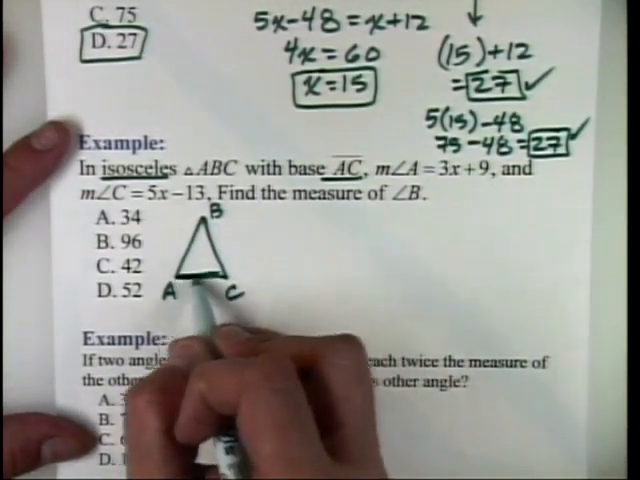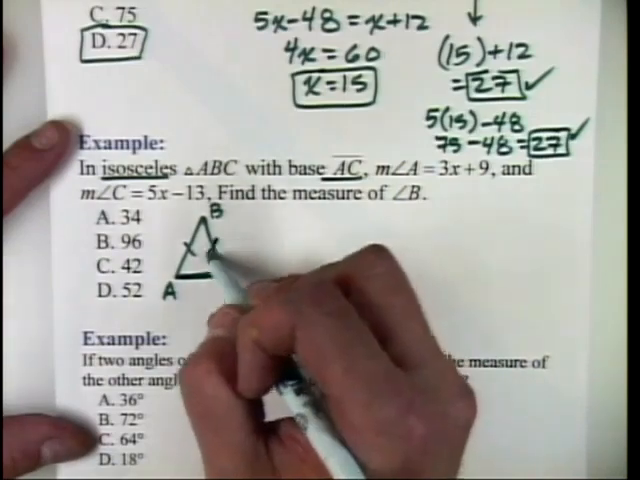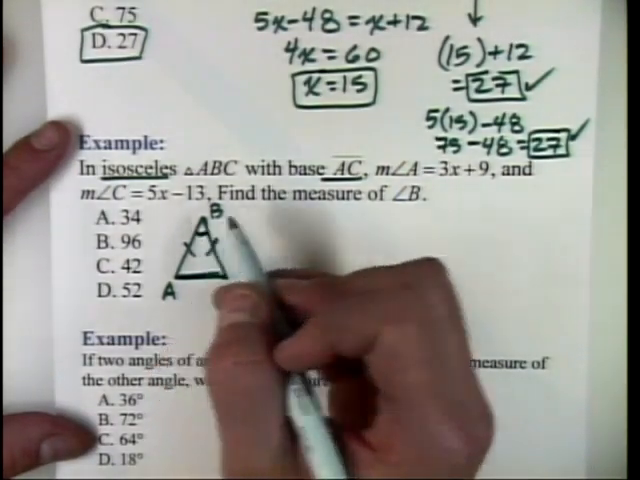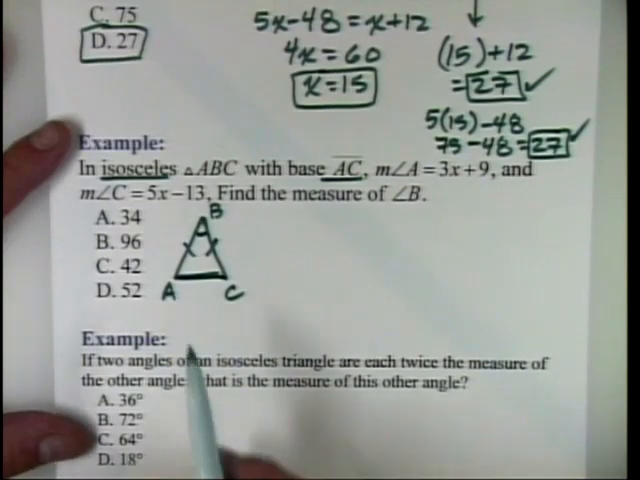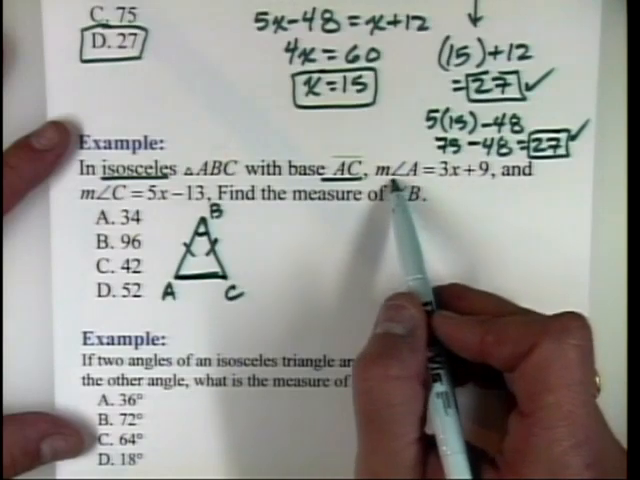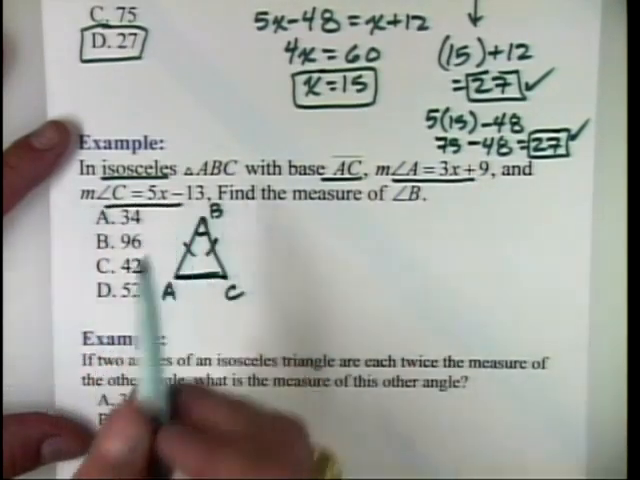So again, if this is the base, then I know that this is the leg and that's the leg, and those are the two congruent sides. I'm trying to find angle B, which is the vertex angle. Well, I know that angle A and angle C, the measures are equal. I have variable expressions then for both of them.